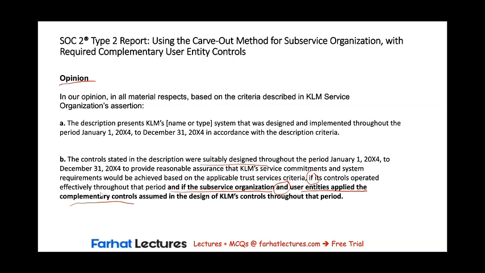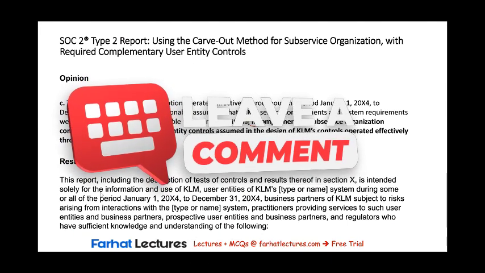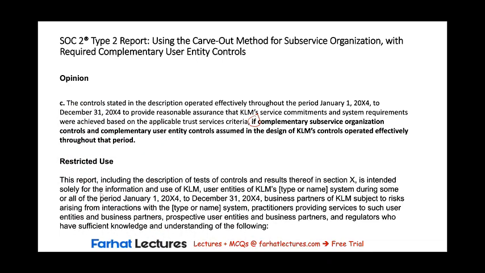We don't know if they were working effectively or not, but we have to mention that they are part of the internal control system and they cannot be disregarded. Same thing for the third paragraph, we have to mention their existence. We have to highlight that they need also to be operating effectively in order for the controls stated in the description also to operate effectively. So the controls of the service organization depend on the controls at the subservice organization and the user entity.